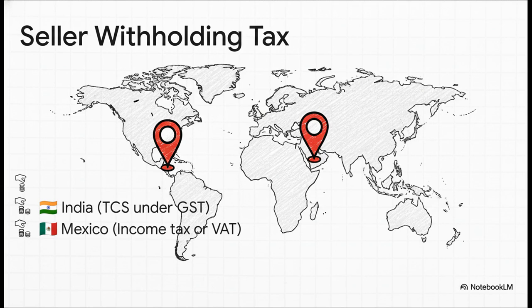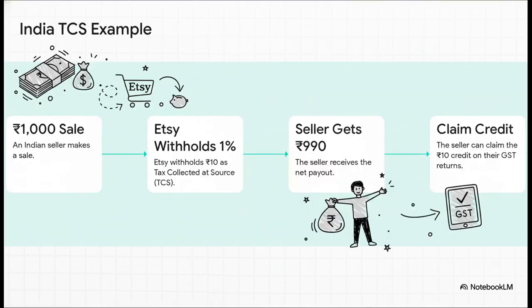Well, right now, the 2 main examples are India, with something called Tax Collected at Source, or TCS, and Mexico for their income tax and VAT. Let's follow the money in this Indian example, okay? On a 1,000 rupee sale, Etsy has to withhold 1%, which is 10 rupees, so you get a payout of 990. But listen, that 10 rupees isn't just gone forever. It's actually a credit that you can claim back when you file your official GST returns.